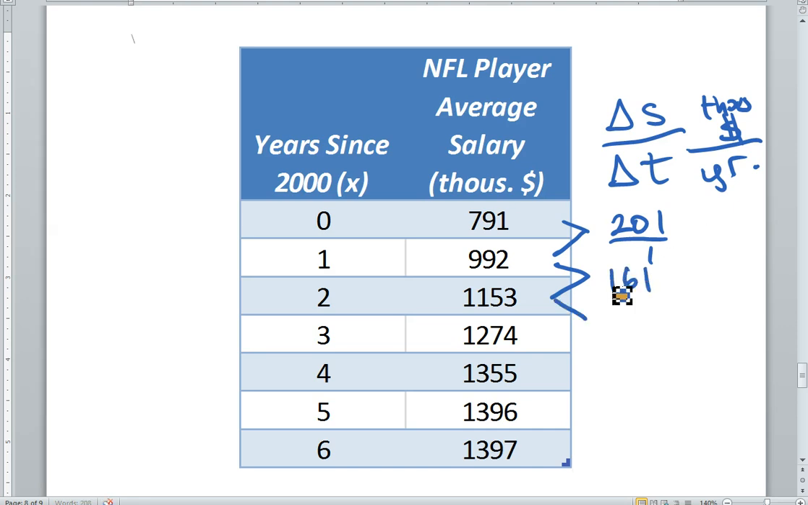So skeptics might be saying at this point, wow, well, it looks like the players are going to go broke because their salary increases aren't as big as they were last year.